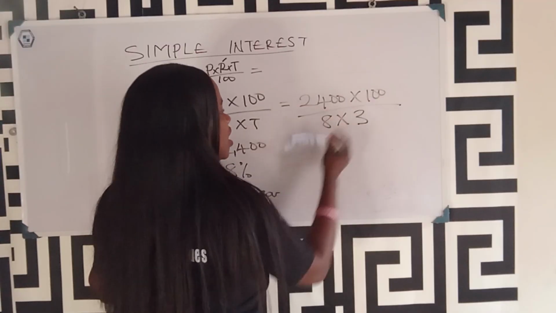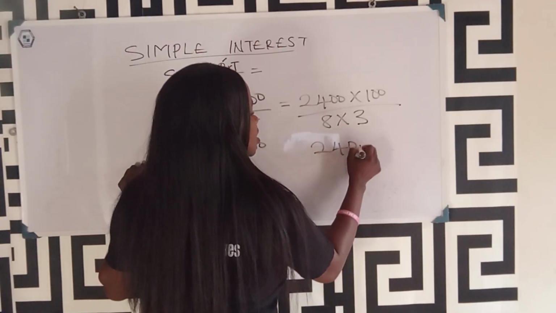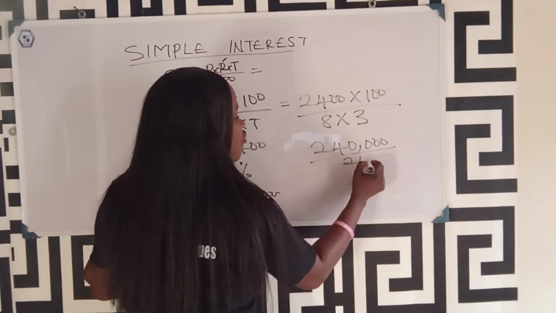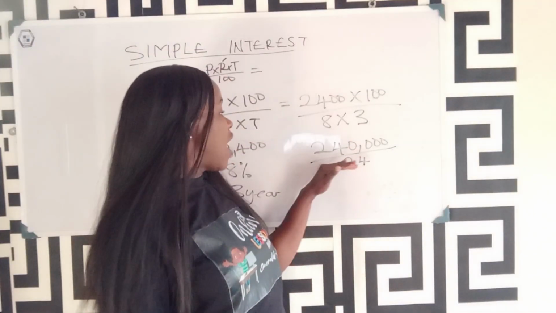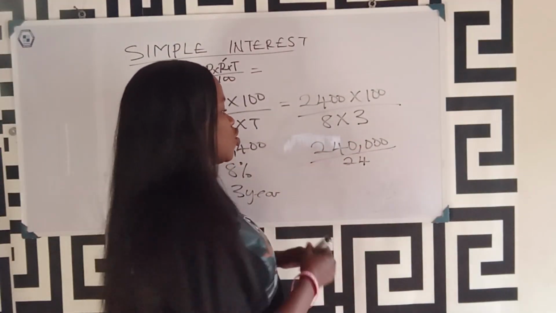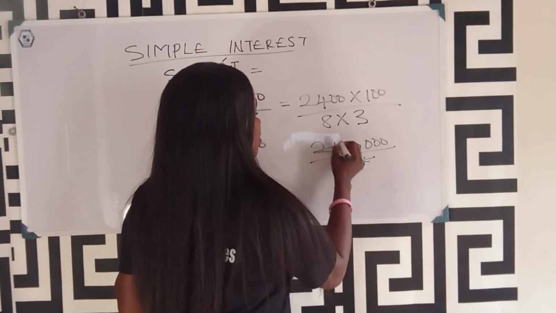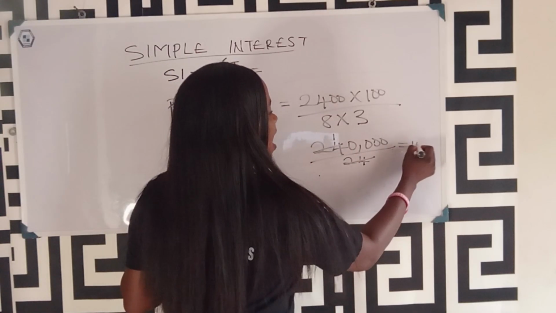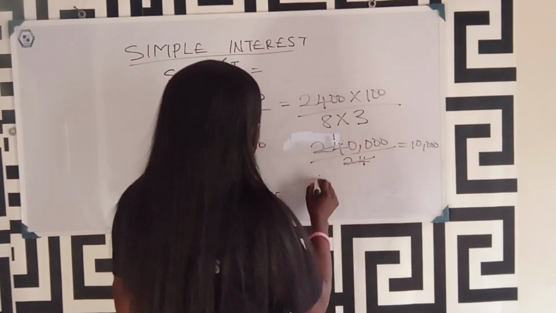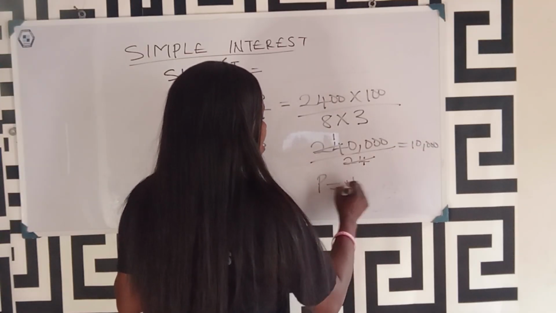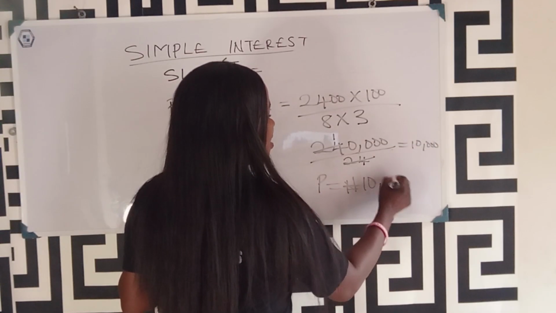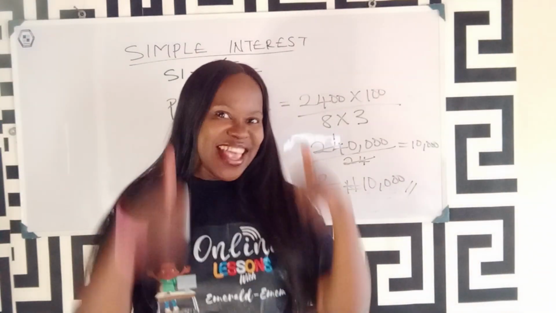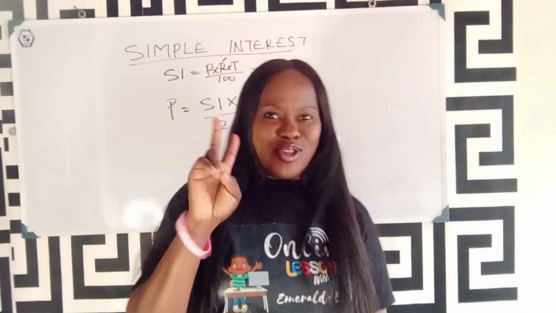2,400 times 100 is 240,000. 8 times 3 is 24. So I hope you know how to divide when you have zeros. So what do we do? 24, 24, 1. How much are we having? 10,000. So the principal is equal to 10,000 naira. This is your final answer, and I hope that was simple. Yes. So let's do example 2.